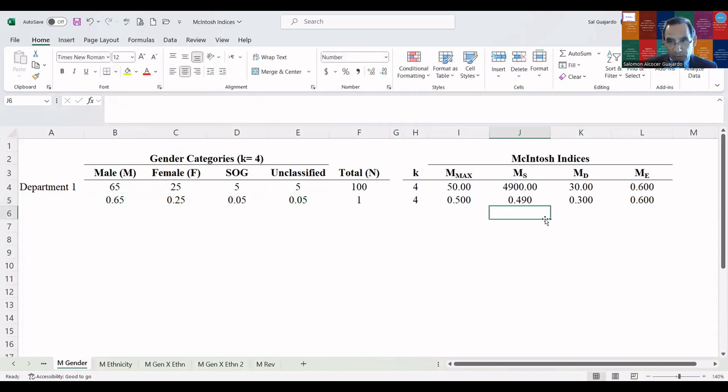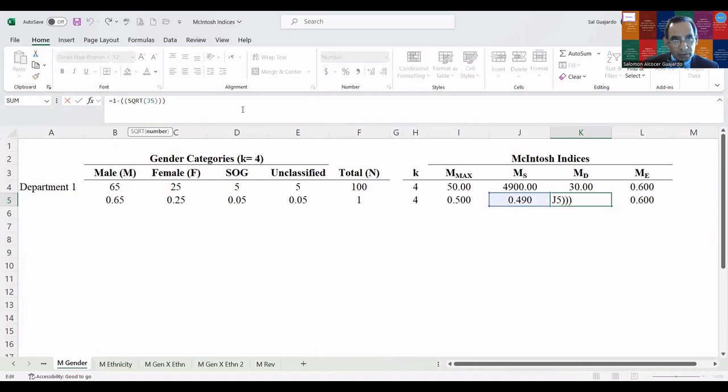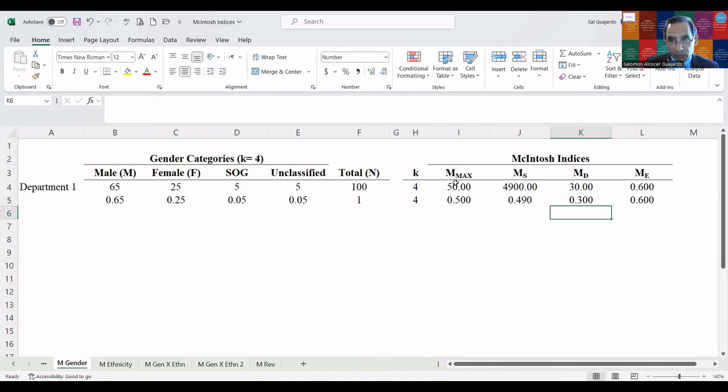So that gives me 0.490. To obtain the diversity score, it's going to be 1 minus the square root of the similarity score. So this is going to be 1 minus parentheses square root of J5, which is 0.490. So that gives me a diversity score of 0.30.